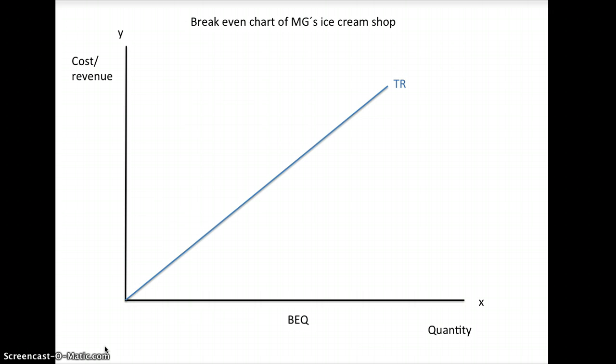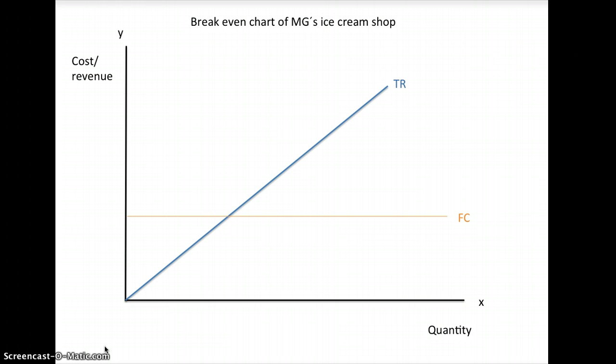The first step then is to add the total revenue curve. This curve begins at 0 because at 0 units of output sold, there is 0 revenue, and as quantity increases, total revenue increases as well. Also, the slope of this curve is determined by the price of the product.